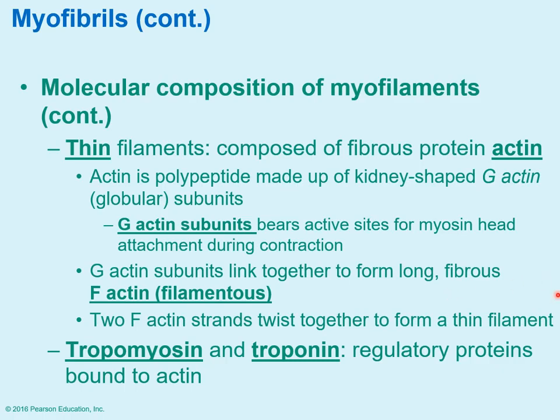The thin filaments have the fibrous protein actin. Now, they also have some regulatory proteins that are bound to it. You don't have to worry about the G and the F actin. But you do have to be familiar with the tropomyosin and the troponin. These are the regulatory proteins that are bound to the actin.